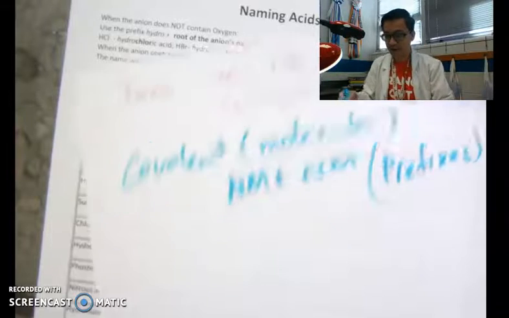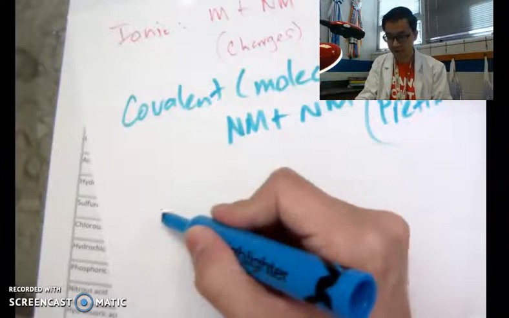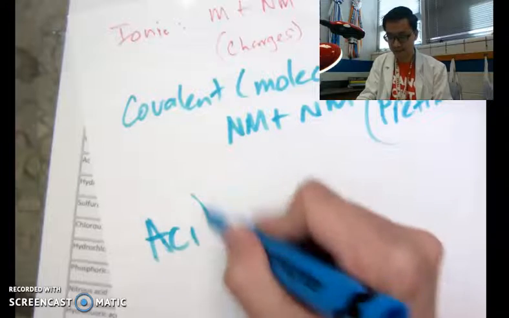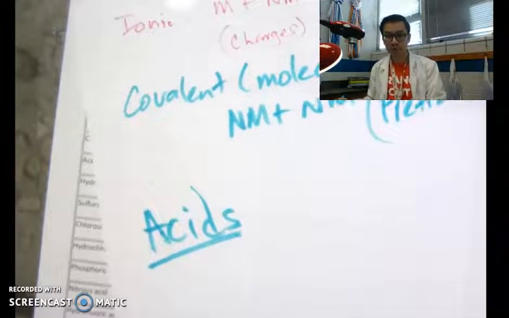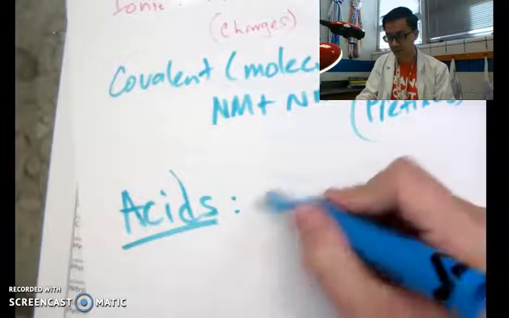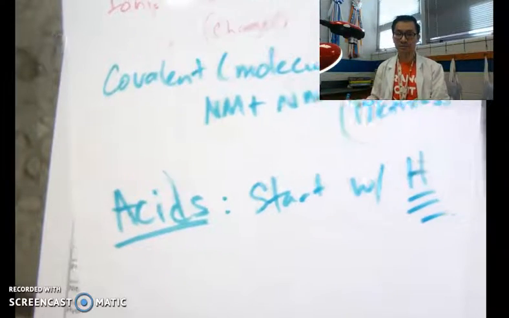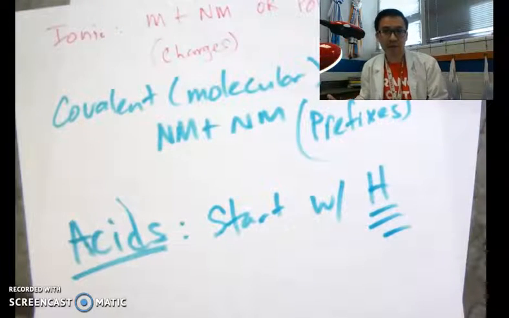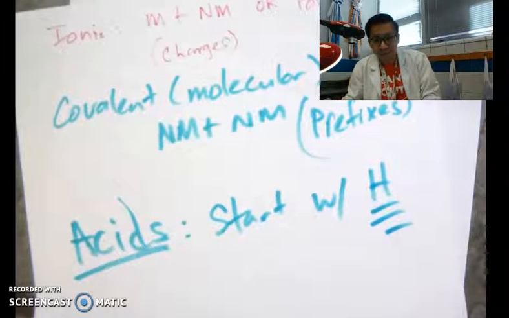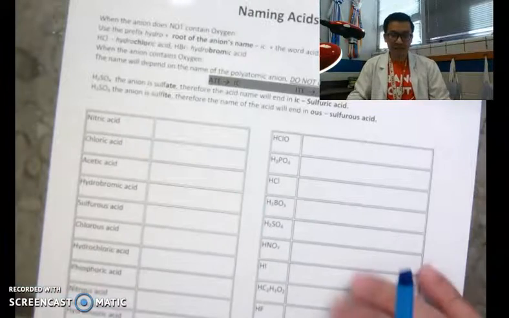And so today what we are covering is naming acids. They follow a different set of rules, and most of the time acids will start with a hydrogen. Could be H, H2, H3, depending on what it's paired with. So the rule for naming acids is fairly simple.